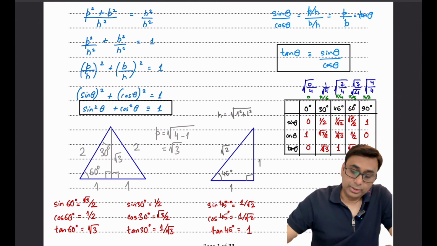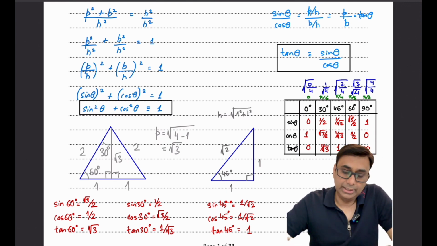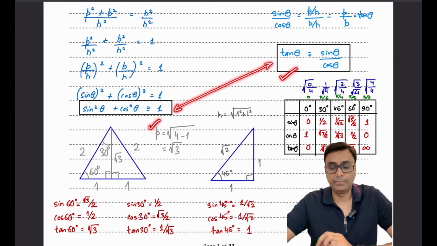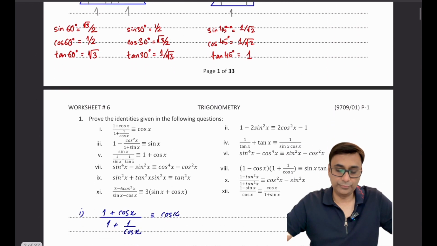Now moving on, we are going to try and see how to prove trigonometric identities, and before we head on, I really want you to make sure that you remember these two formulas, because we will be using these two formulas to prove all different trigonometric identities. Let's have a look at how we prove the identities.